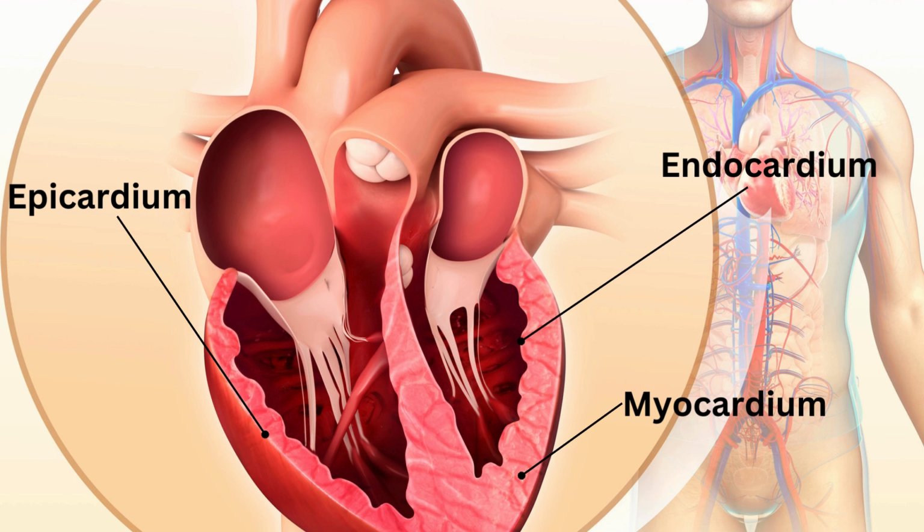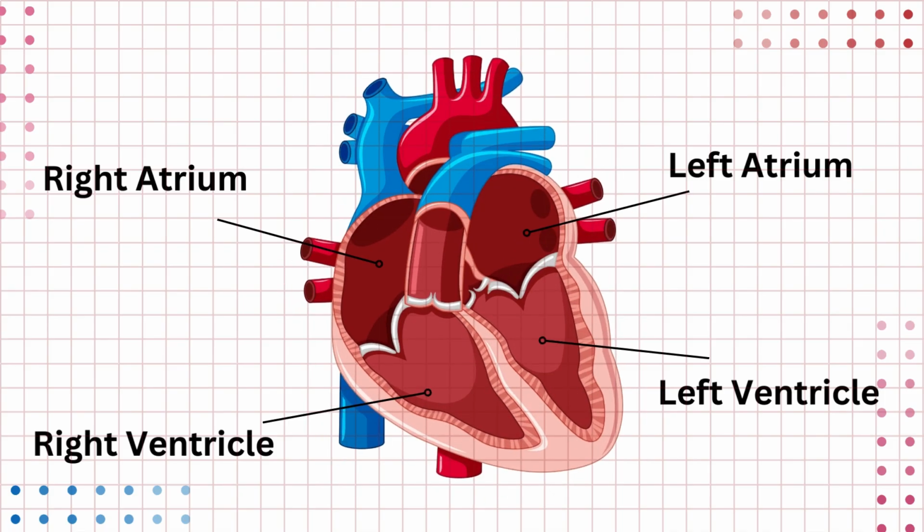The innermost layer is the endocardium. It lines the inside of the heart chambers and covers the heart valves, ensuring smooth blood flow within the heart. The heart consists of four chambers: the right atrium, the right ventricle, the left atrium, and the left ventricle. Each chamber has a specific role in circulating blood throughout the body.